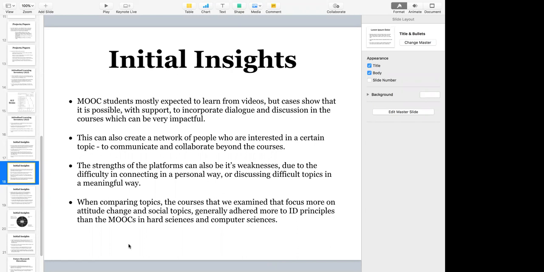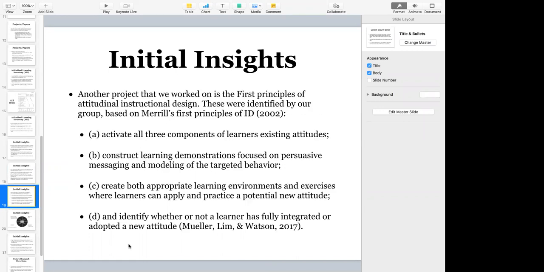When comparing topics, the courses that we examined that focus more on attitude change and social topics generally adhered more to instructional design principles than the MOOCs in hard sciences and computers. So I don't know exactly how this happened, but really a lot of the hard sciences and computer sciences did not provide a lot of scaffolding and support to the students, but more of the social topics in the MOOCs did provide a lot more support to the students in instructional design.